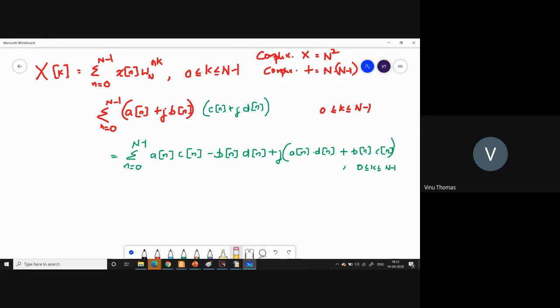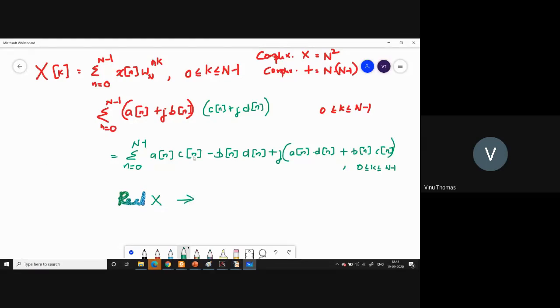Now let us look at the number of real multiplications. What will be the number of real multiplications? Let us look at the real multiplications. How many real multiplications will be there?